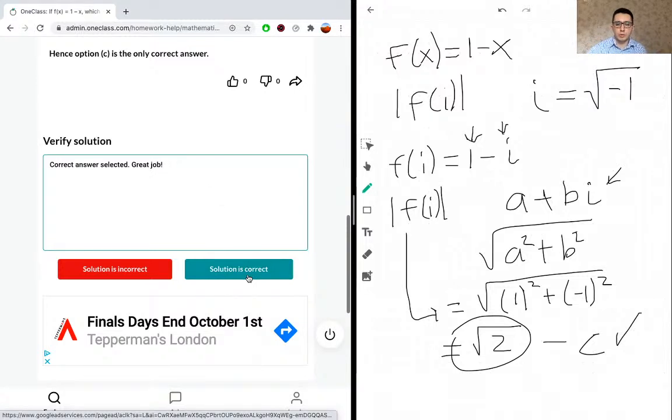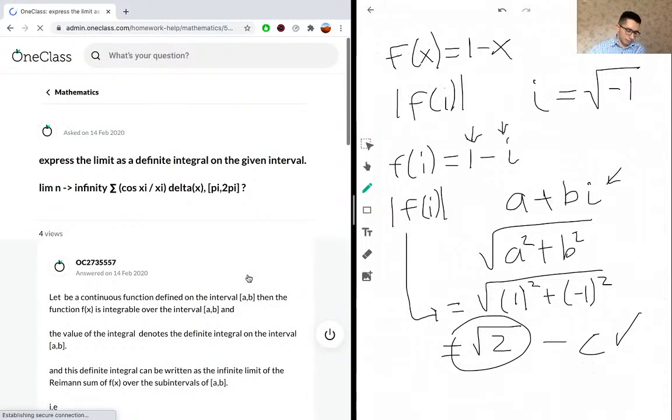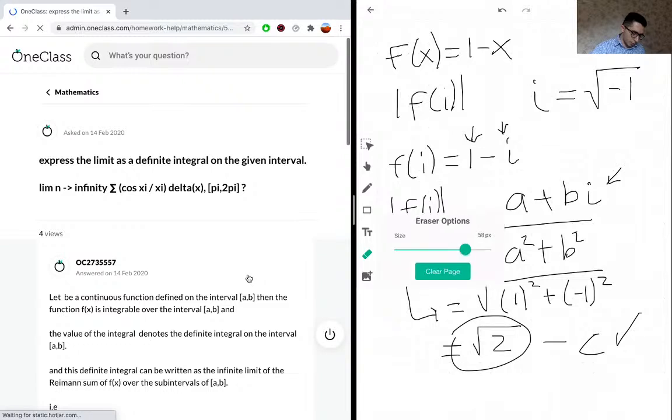So the proposed solution is correct. Okay, so just clearing the board.